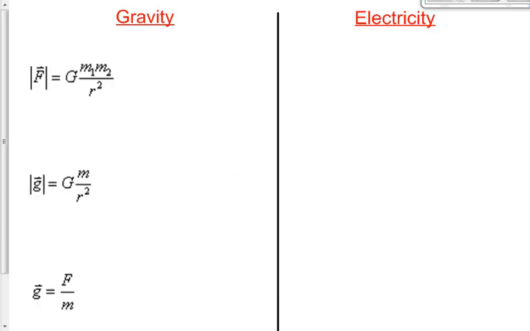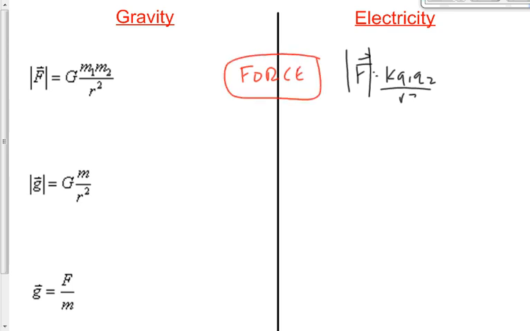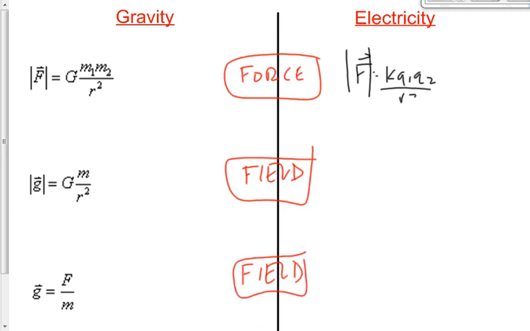All right. Finally, we looked at three equations that were similar to our gravity equations. Our first one was for electric force. F is equal to K Q1 Q2 over R squared. Hey, that's not new. We've been looking at that for over a week now. The second one was for gravitational field or electric field. So was the third one. So what's the difference between the second one and the third one?